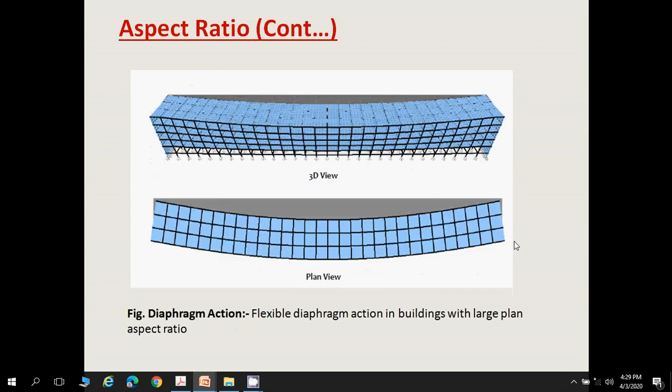Another thing you can see from this picture, the 3D view of a building and a plan view of a building: if the aspect ratio of a building keeps increasing, then flexible diaphragm action will occur instead of rigid diaphragm action.